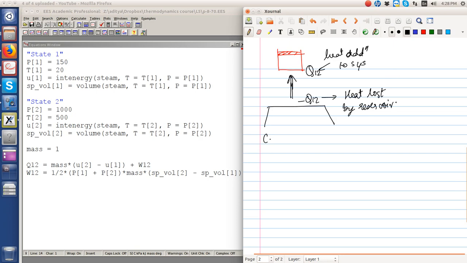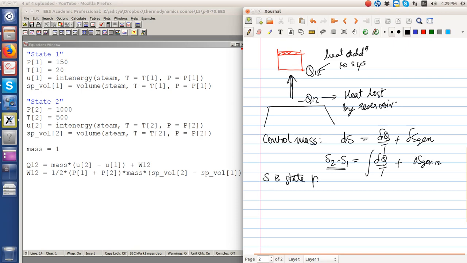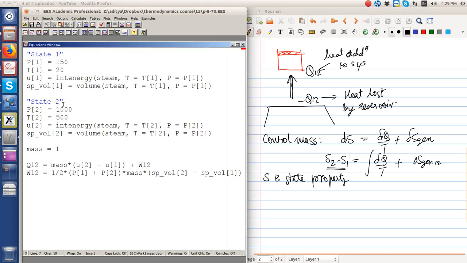So for this control mass, we have dS = δQ/T + δS_gen. If we integrate, S2 − S1 = the integral from 1 to 2 of δQ/T plus ΔS_gen. But we know that S is a state property, and we have already found out what states 1 and 2 are.